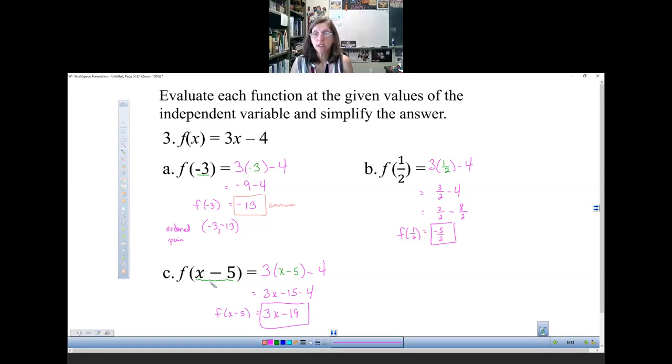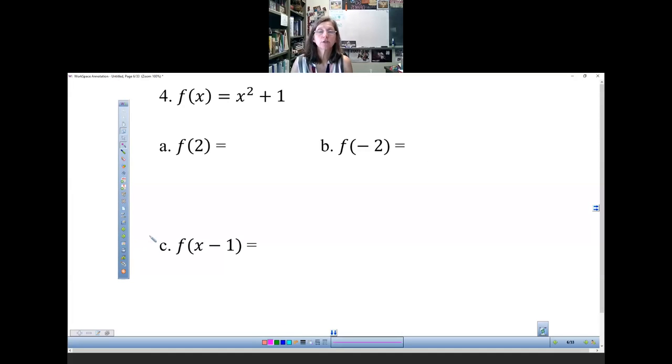Okay, we're going to do some more of these, okay? So the functions get a little bit more complicated. So in this case, it's saying I want to square x, and then I want to add 1 to it. So my rule for my function is still called f in this case, still has the variable x. The rule says I square my value of x, and then I add 1 to it.